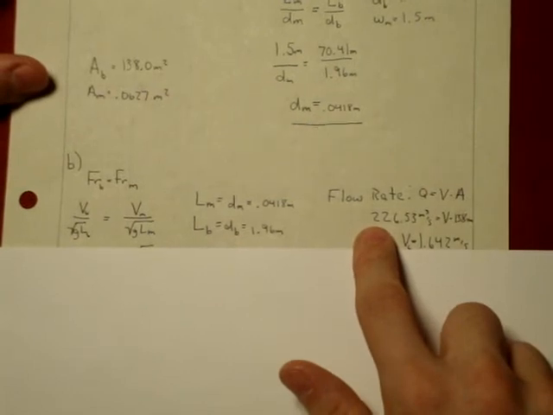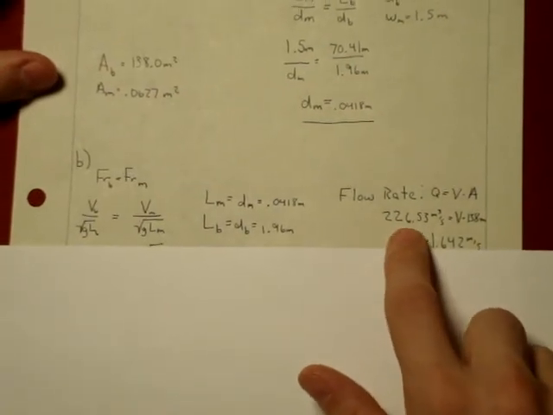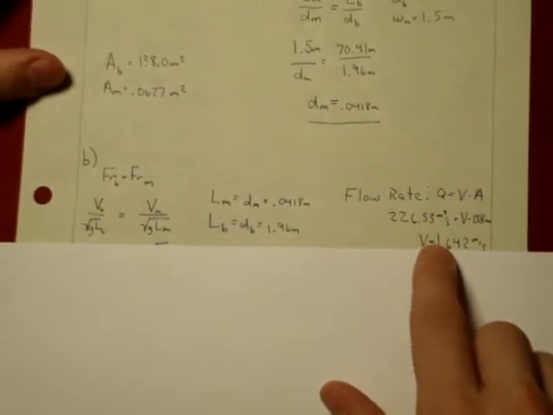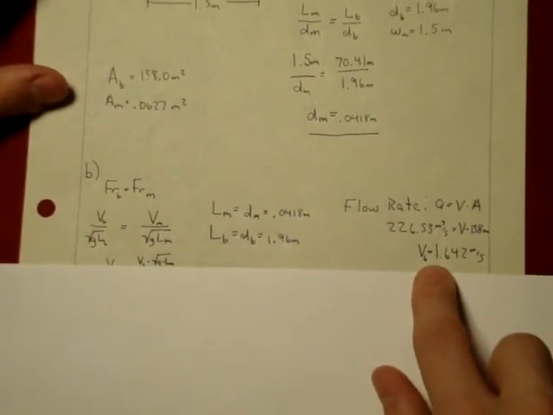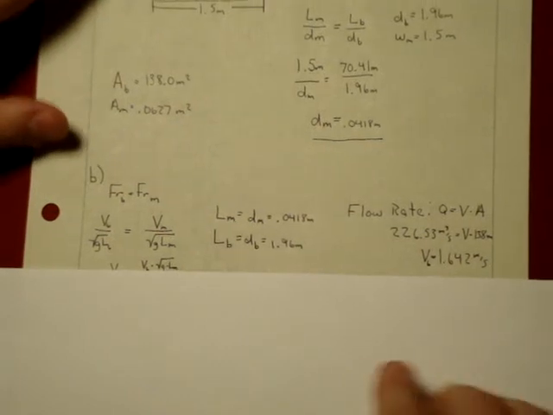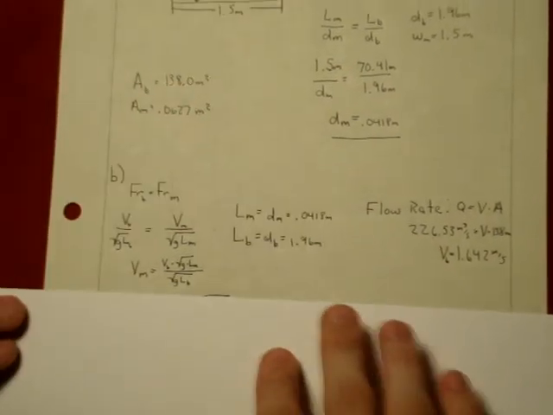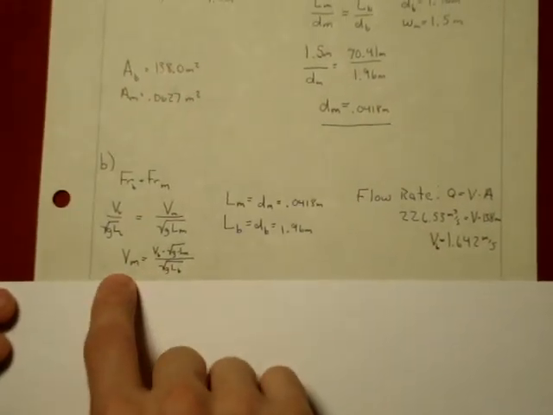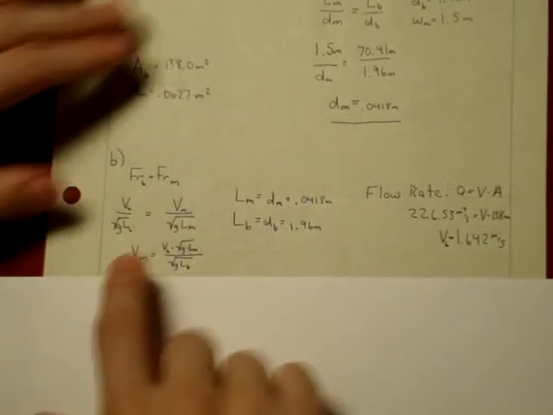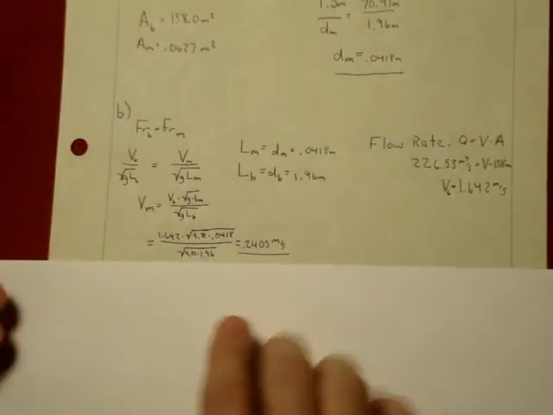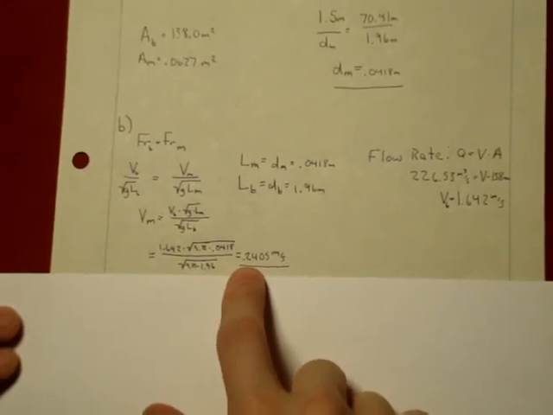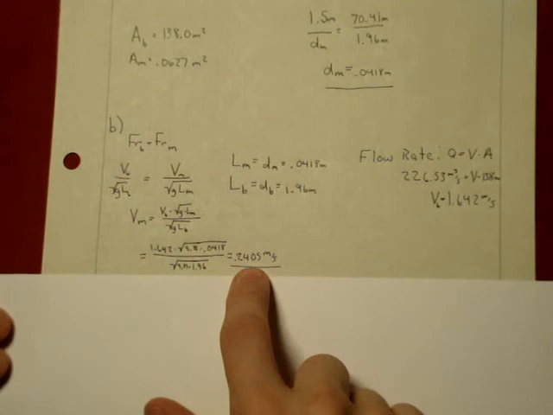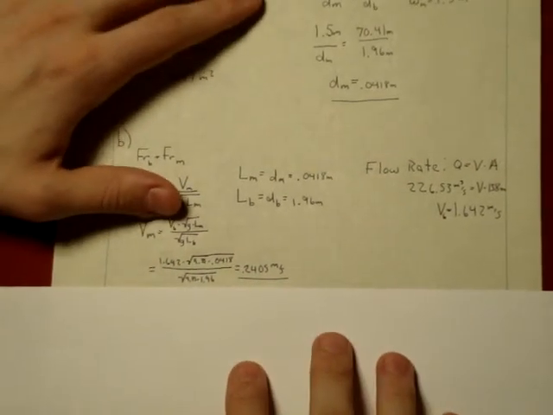So, to find the velocity of the river, looking again on the same website we used earlier, we found our flow rate of the river to be 226.53 meters cubed per second. Knowing the area, we can solve for the velocity of the river to be 1.642 meters per second. Setting our equation equal to the velocity of the model, we can plug in our numbers, and we find the velocity for the model to be 0.2405 meters per second.